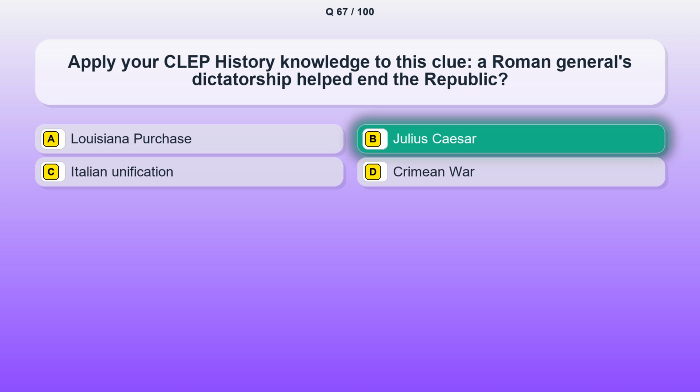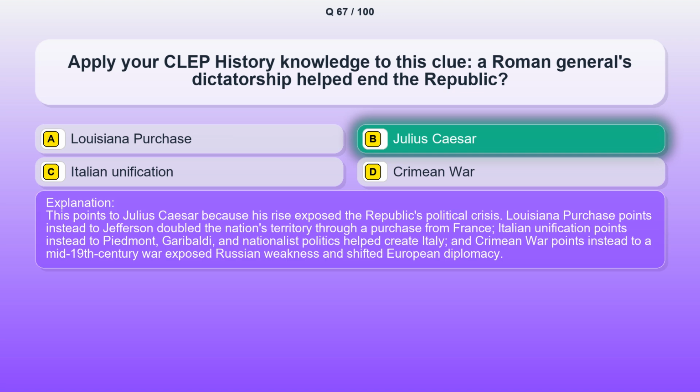The correct answer is option B, Julius Caesar. This points to Julius Caesar because his rise exposed the Republic's political crisis. Louisiana Purchase points instead to Jefferson doubled the nation's territory through a purchase from France. Italian unification points instead to Piedmont, Garibaldi, and nationalist politics helped create Italy, and Crimean War points instead to a mid-19th century war exposed Russian weakness and shifted European diplomacy.